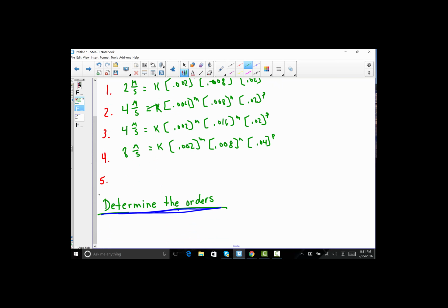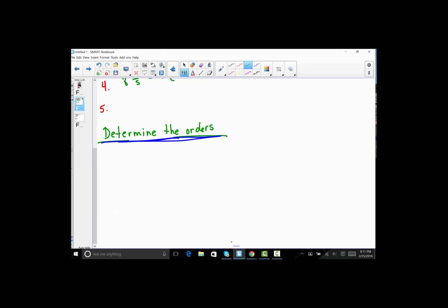Now underneath that work, where we simply took the time to write the relative rate, what we need to do now is to compare the trials to find the overall orders with respect to each reactant. Just to remind ourselves, rate is equal to k times the concentration of iodide to the power of m, the bromate to the power of n, and the acid to the power of p. We're being asked to solve for m first. That's the order with respect to iodide.